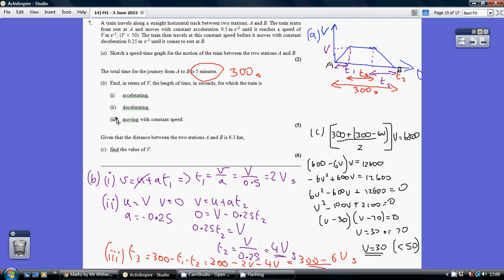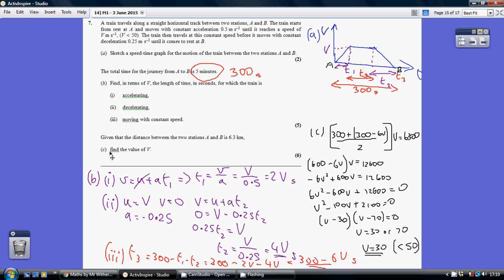Now for part 3, we're trying to work out the length of time when it's moving with constant speed. So this period of time here, which I'm calling t3. Now we're told that the total time for the journey from A to B is 5 minutes. That's 300 seconds. So all of that is 300. We'd worked out t1 to be 2v, t2 to be 4v. So our t3 is going to be 300 minus 2v minus 4v. In other words, 300 minus 6v seconds.